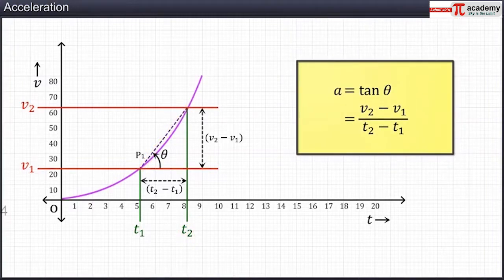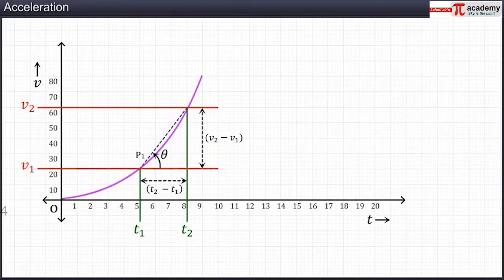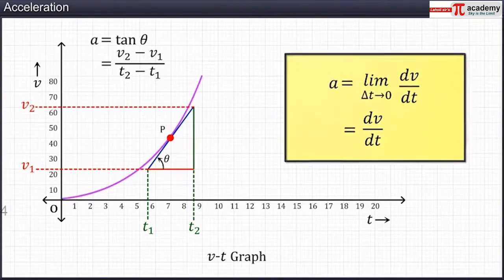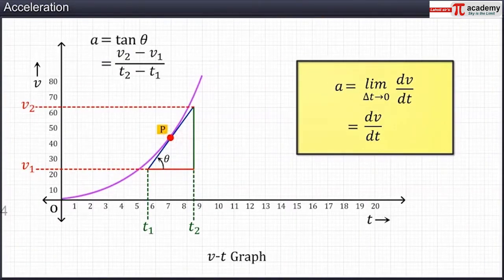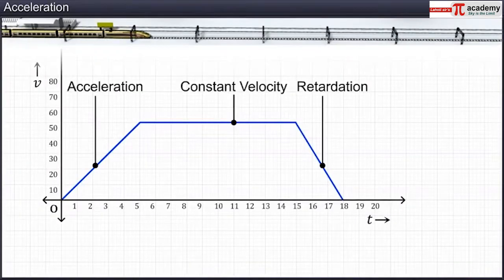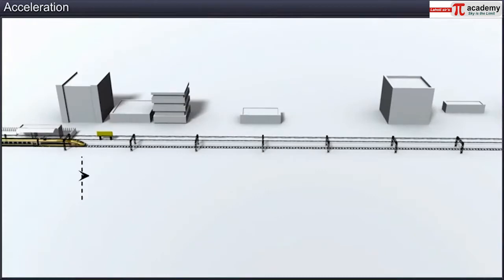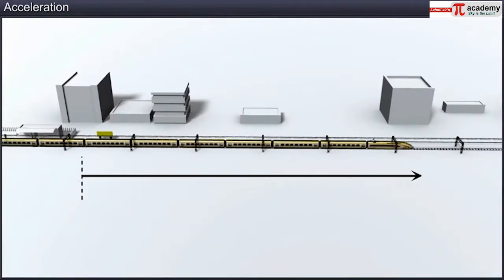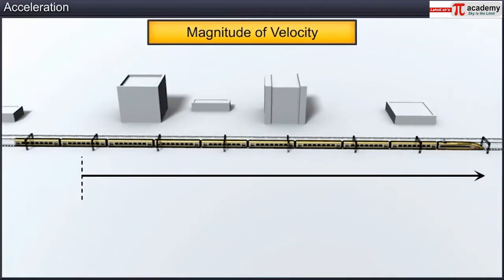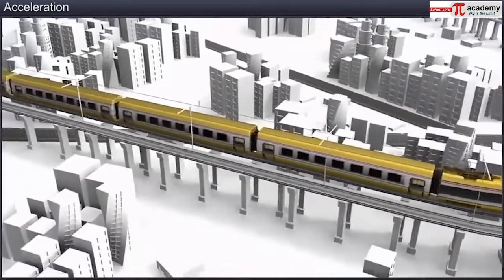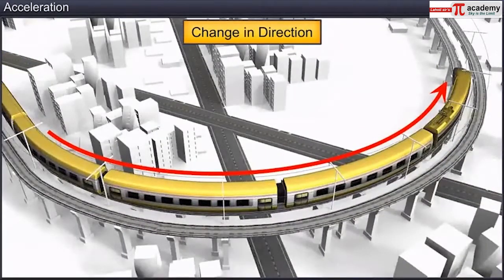Just as we defined instantaneous velocity, we can similarly define instantaneous acceleration. On the v-t graph, instantaneous acceleration at any point on the curve is represented by the slope of the tangent drawn at that point. Like velocity, acceleration is also a vector with both magnitude and direction. The acceleration of a body can change with either a change in the magnitude of its velocity or change in the direction of its velocity, or both.